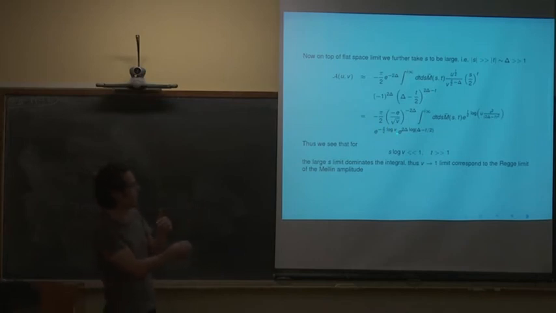However, if you take V equals 1, such that S log V is much, much smaller than 1, then the large S limit actually survives. And not only does it survive, but because of this factor, S to the T power, for positive T greater than 1, this is actually dominant. So when V goes to the 1 limit, this tells you that V equals 1 actually corresponds to the Regge limit of the Mellin amplitude.